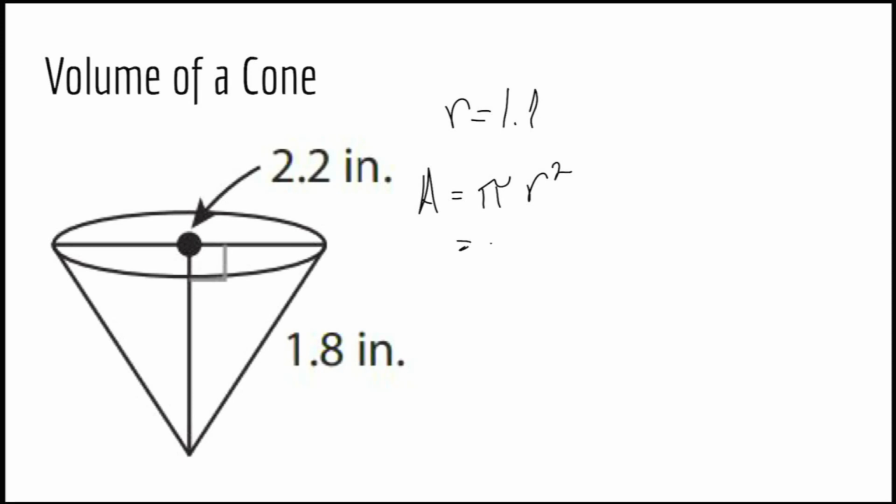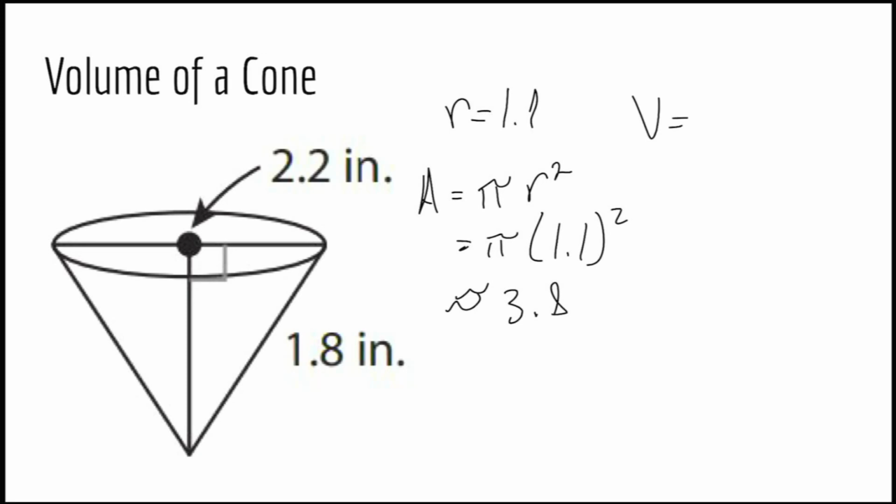And I'm going to plug my radius into my area formula. It's going to be pi times 1.1 squared, and that's going to be approximately 3.79. We're just going to call it 3.8. Keep it simple. All right, so that's the area of my base.